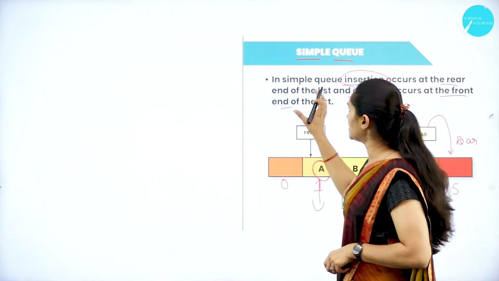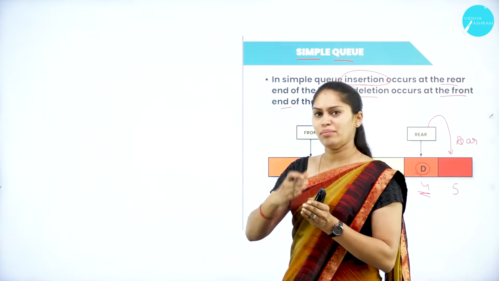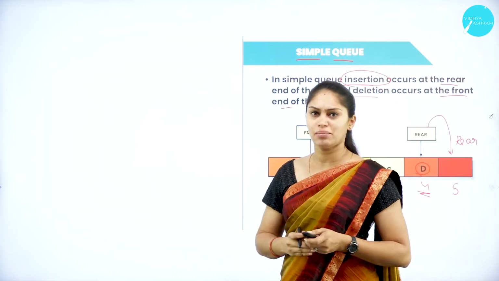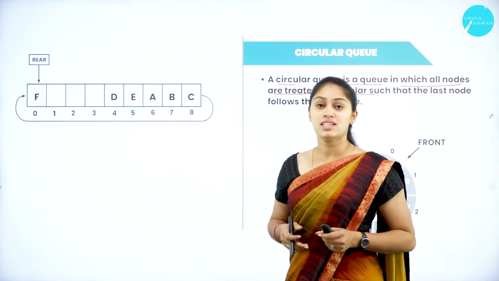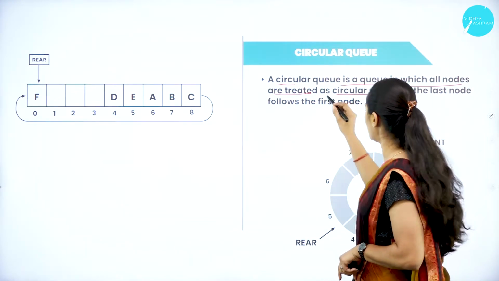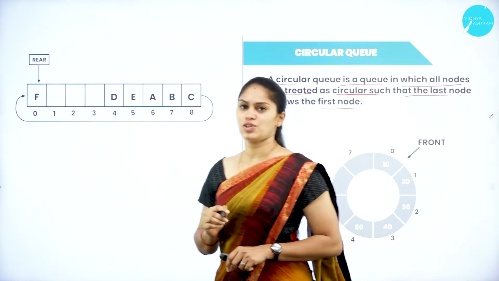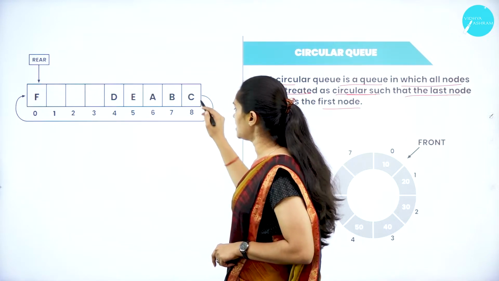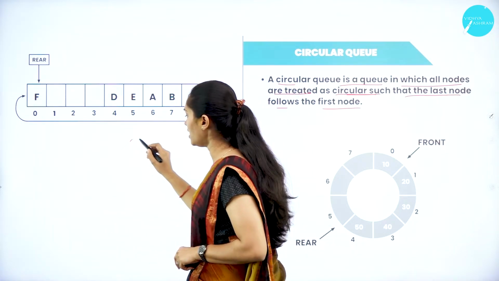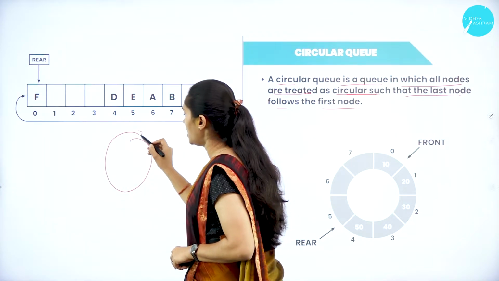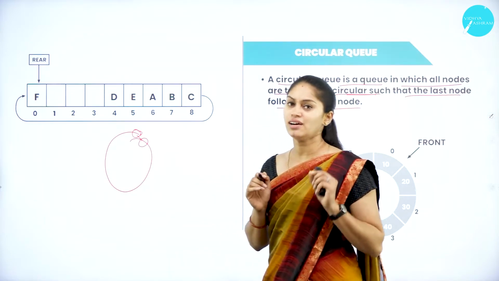But in the simple queue, it will be treated as a list. Right? One element, after that we have one more element. But in a circular queue, every element will be in the circular format. That is, it will be circular such that the last node follows the first node. So which is the last node here? This 8. That will follow the first node. Okay. It will be in the circular path. The last element will follow the first element of that particular queue.